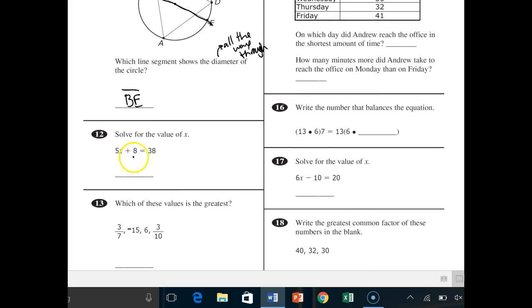Number 12, it's just a two-step equation, so we subtract 8. We get 5x is equal to 30, divide by 5, and we get x is equal to 6.